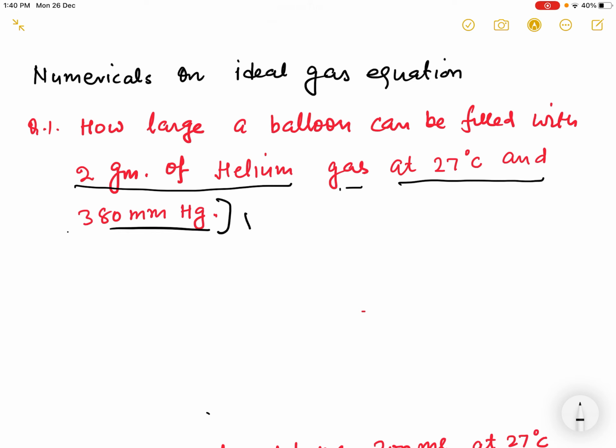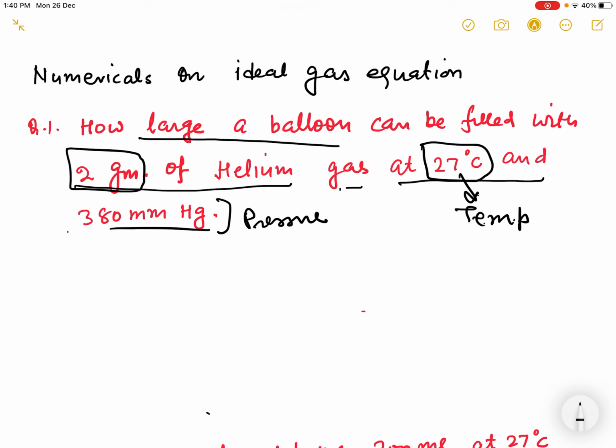pressure. This is pressure and this is temperature and this is weight of helium gas, and how large a balloon. This means we have to calculate volume.